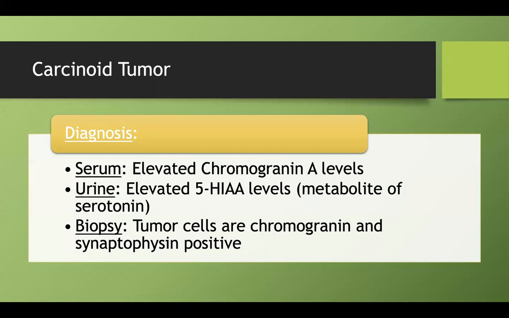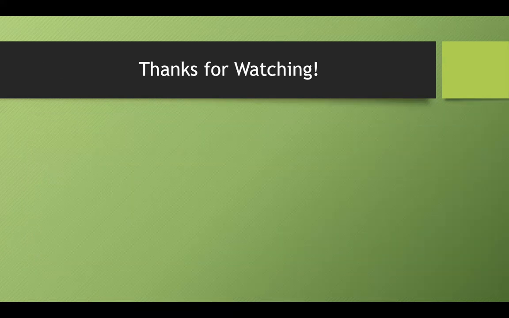If you did biopsy it somehow, you'd find out that the tumor cells are chromogranin and synaptophysin positive. I think that's pretty low yield. As long as you remember the 5-HIAA, you should be set on a test.